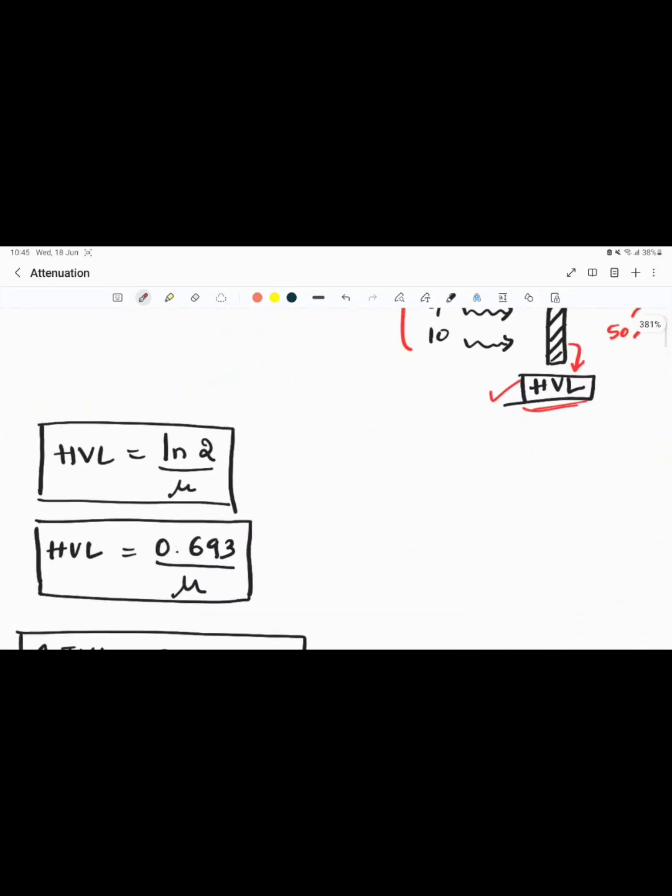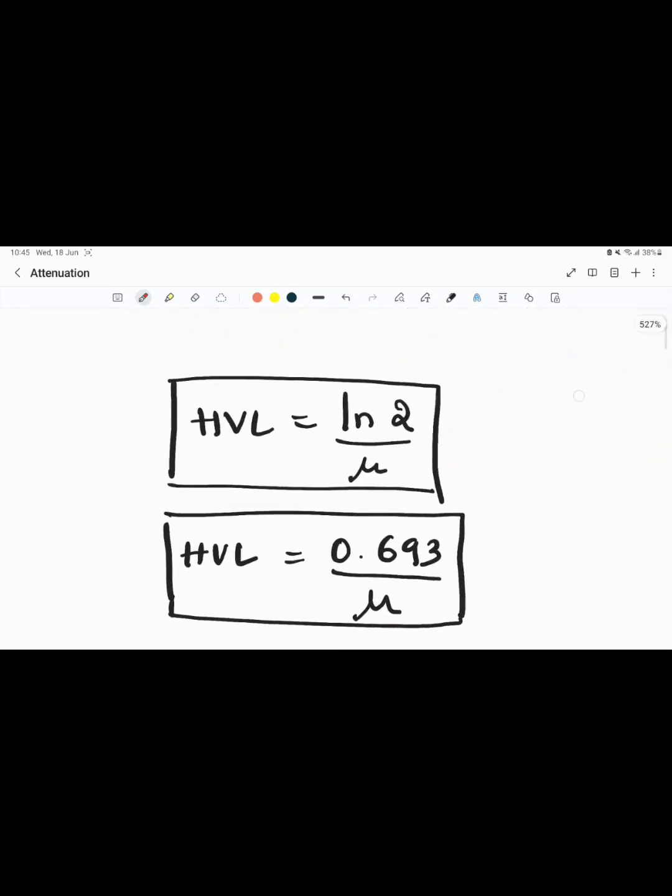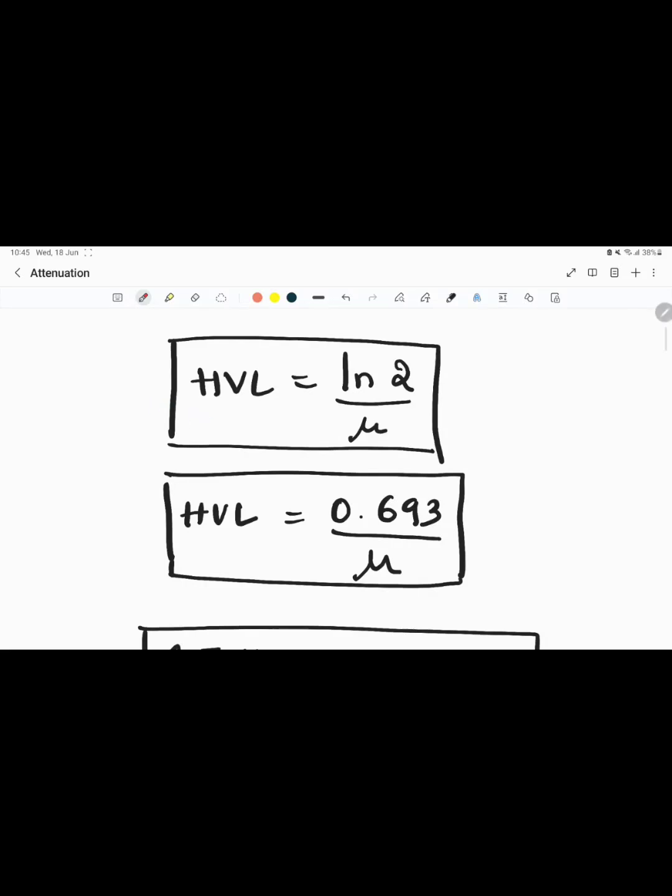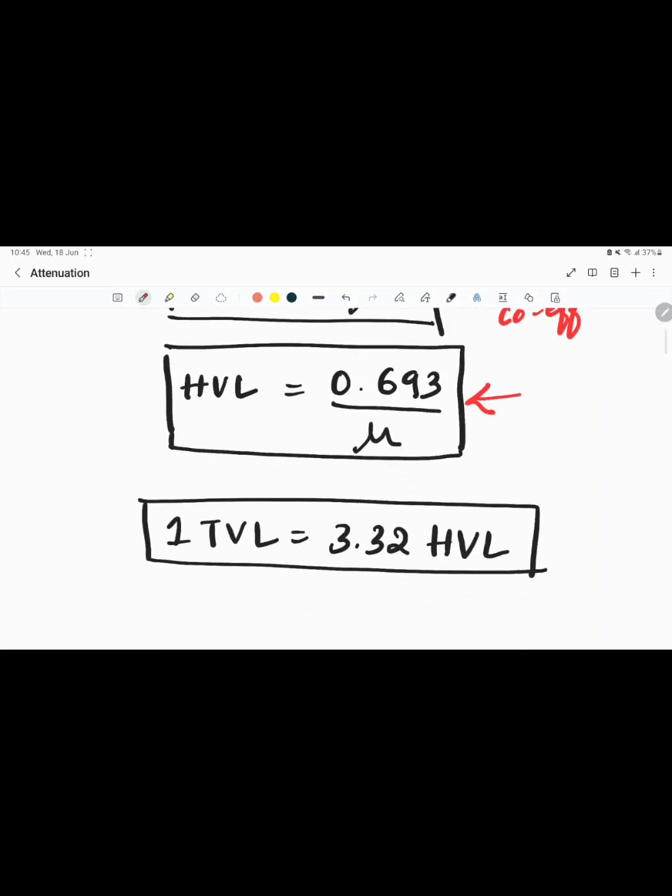So a few quick formulas are needed for us to solve those questions. HVL equals ln 2 by mu, where mu is the linear attenuation coefficient, right? ln 2, if you calculate, the value is 0.693, which also gives us this formula. And another formula to remember is 1 TVL equals 3.32 HVLs.